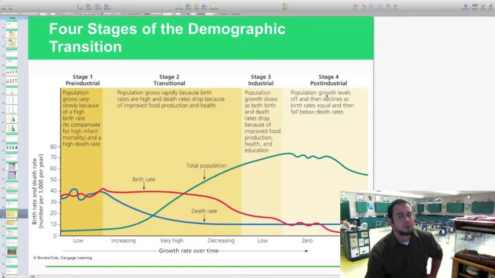And then finally, in your post-industrial stage, the growth levels off and then declines a little bit as the birth rates equal or fall below the death rates. If it falls below the death rates, your population is going to decline. If it stays relatively even, it's going to stay steady and constant, not growing or declining.